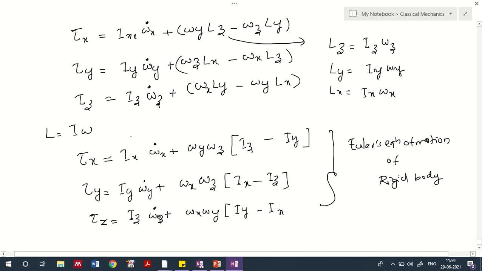So this is what I was saying. This is a first order differential equation, and it is quasi-linear. It is not a fully linear equation, which is why we said it is quasi-linear, partially a linear equation.